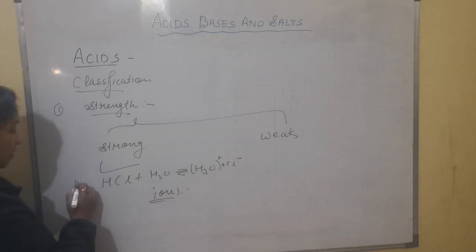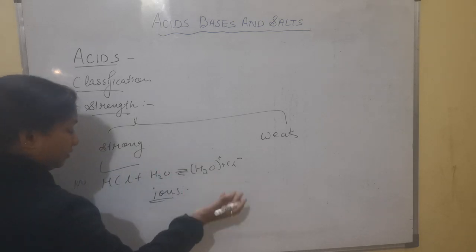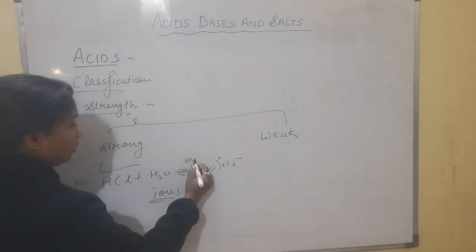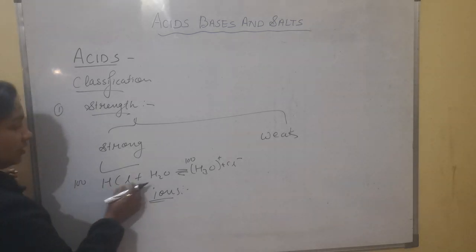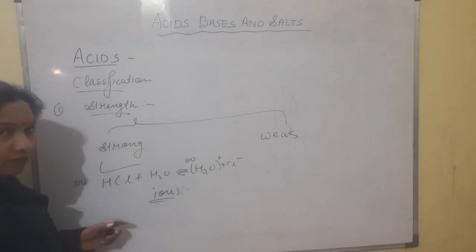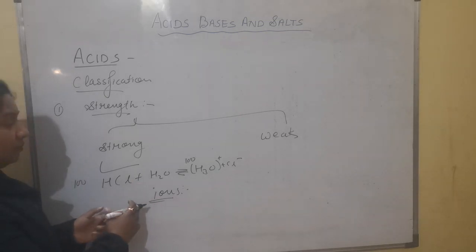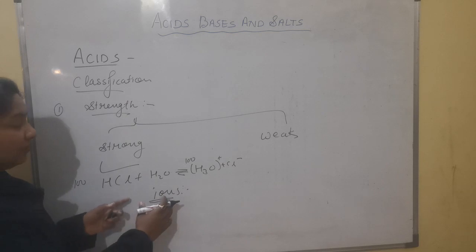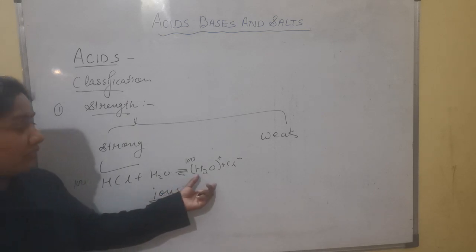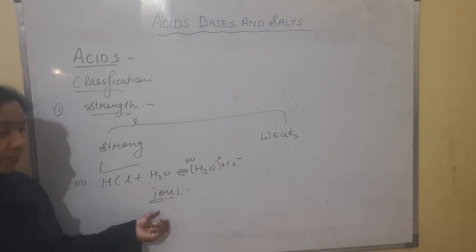Say we have taken 100 molecules of hydrochloric acid. That means these 100 are completely converted into hydronium ion. These 100 molecules of HCl are converted into 100 molecules of hydronium ion. That is how we say that this acid is strong. It is completely ionized, giving a high concentration of hydronium ion, and its solution contains only ions.